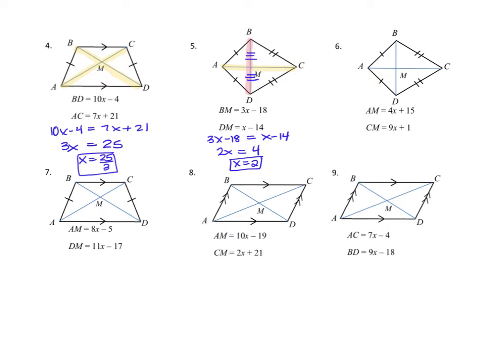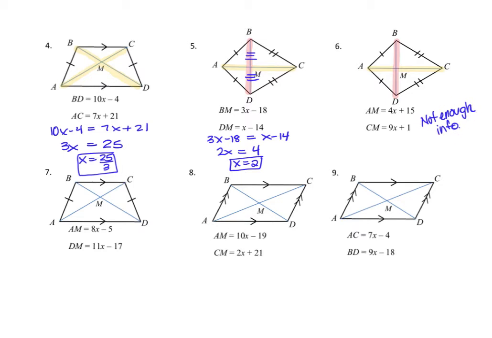Let's take a look at number 6. Again, we have a kite, and we know that the diagonals are not congruent. If we're given that AM is equal to 4x plus 15 and CM is equal to 9x plus 1, do we have enough information to solve this problem? We do not have enough information to solve for x.